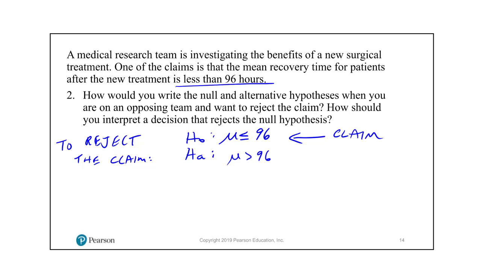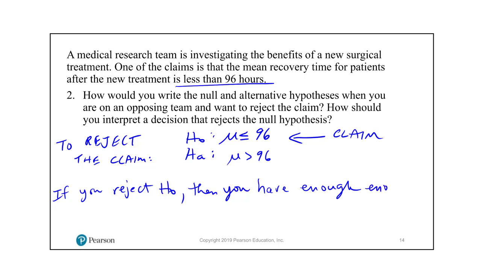So how should you interpret it? If I reject the null hypothesis, then I'm in a rejection mode. Then what I'd be saying is I have enough evidence to reject the claim, because the claim was the null hypothesis and the data showed that I should reject the null hypothesis. Hence, I have enough evidence to reject the claim.